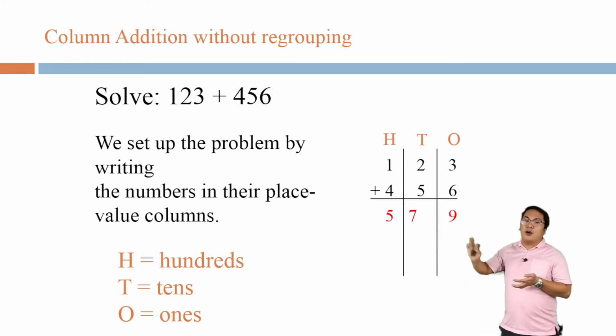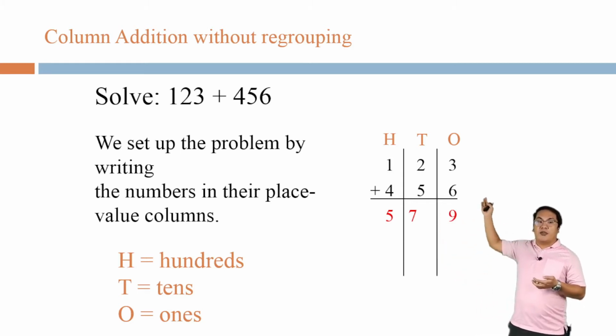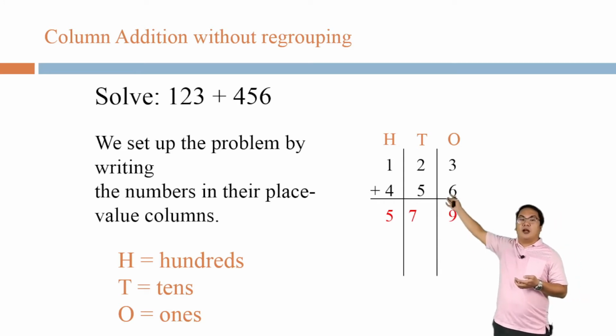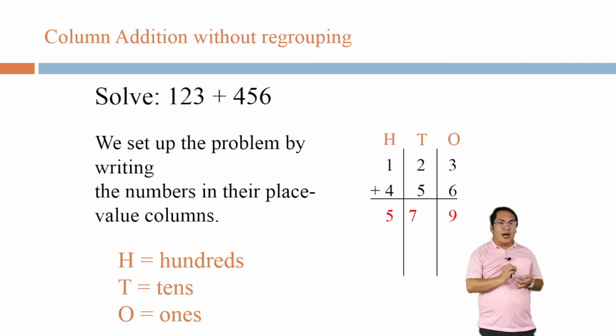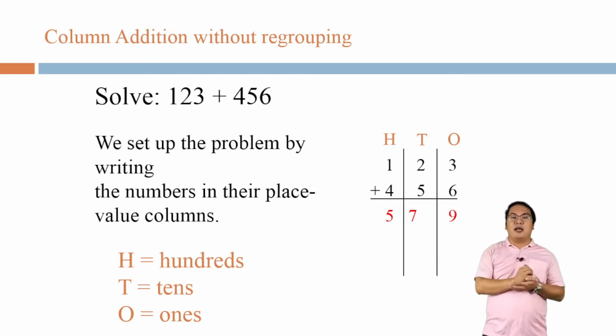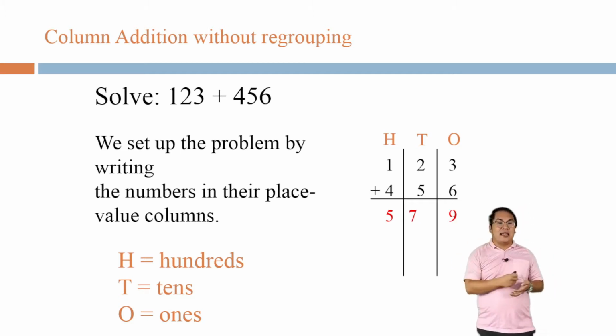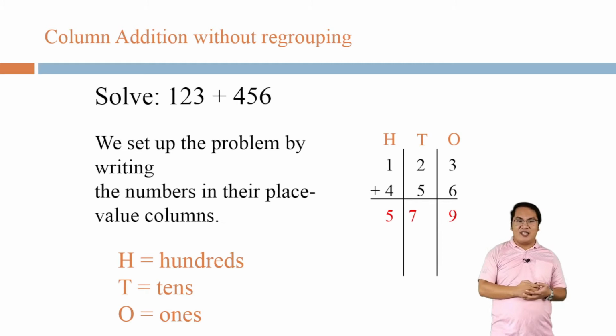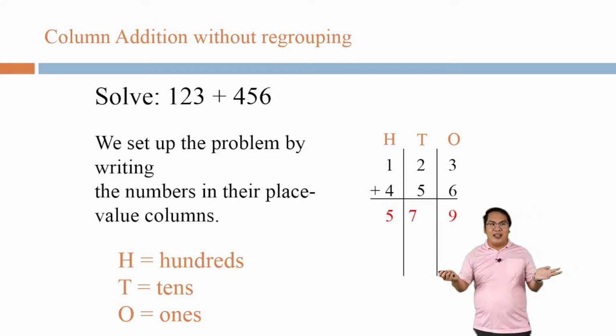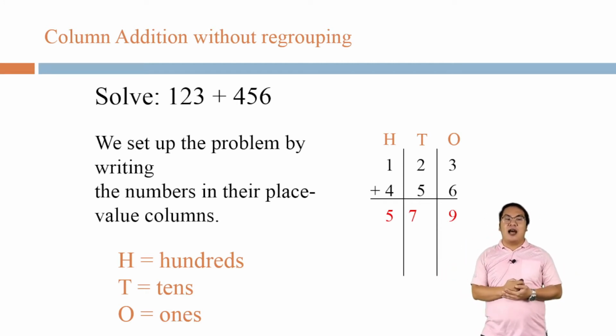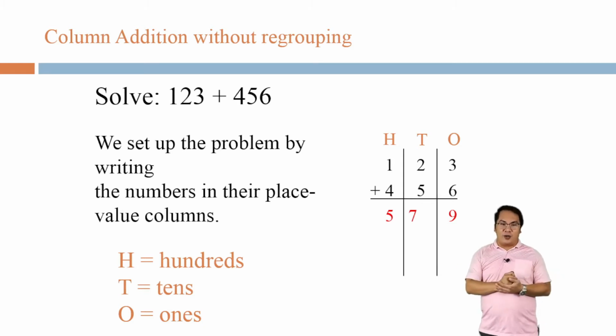First, we're going to do the ones place. So 3 plus 6 is 9, 2 plus 5 is 7, and 1 plus 4 is 5. So 123 plus 456 is equal to 579. That's easy, right? It's very easy when we are adding numbers without regrouping.